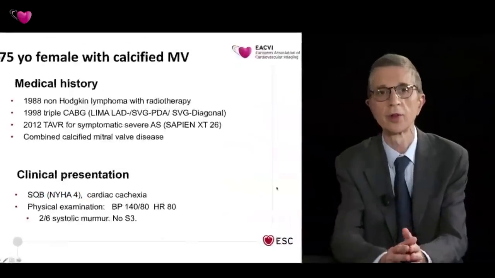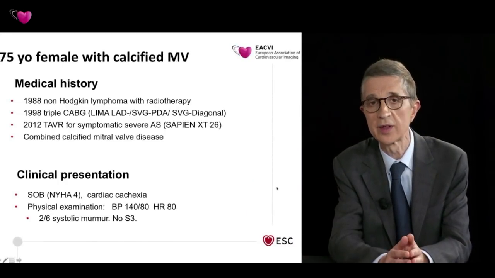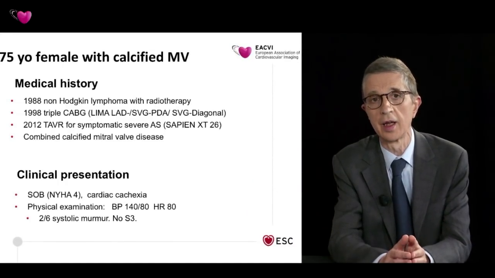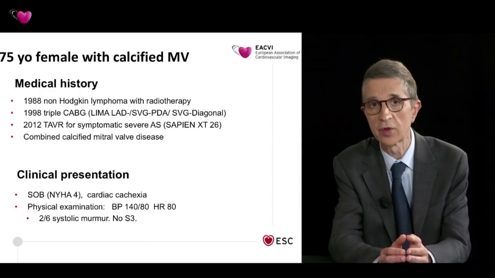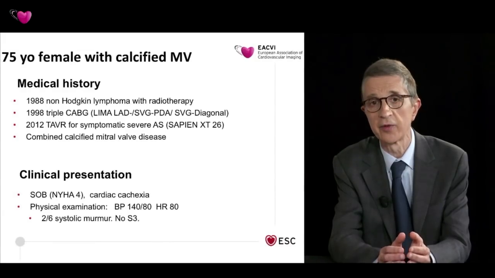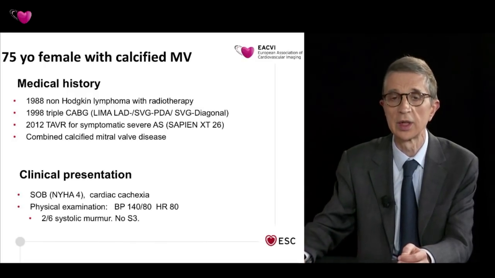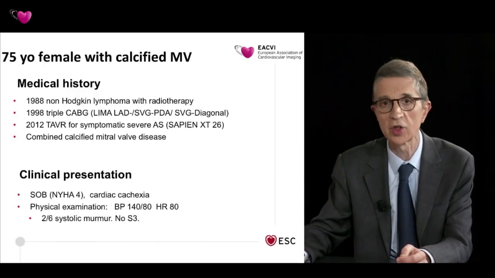Thank you. So the second case is a 75-year-old female with a calcified mitral valve. Again, many comorbidities, a medical history of non-Hodgkin lymphoma, radiotherapy, triple CABG, TAVR for symptomatic severe aortic stenosis, and the patient is also known to have a combined calcified mitral valve disease. She presented with shortness of breath, with severe dyspnea leading to cardiac cachexia, and on physical examination, we heard a 2/6 systolic murmur, no S3, no sign of cardiac decompensation.